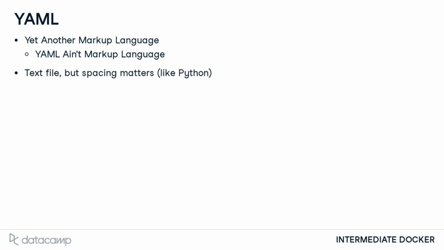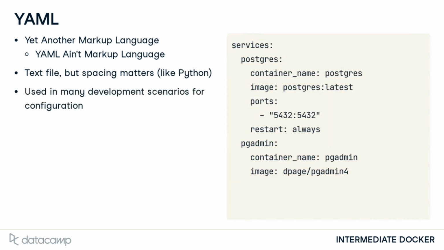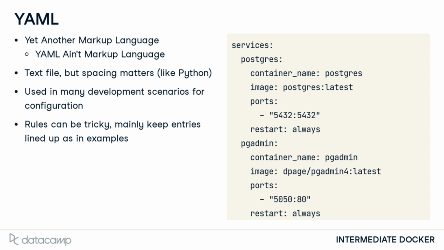It is a text-based file format, but whitespace indentation matters, much like Python. YAML is used in many development scenarios, often for configuration, due to its relatively human-readable format. The rules for writing or modifying YAML can be tricky, but maintain indentation as illustrated in examples. You can see this in the compose.yaml example, where Postgres: and pgadmin: are at the same level of indentation. A YAML skeleton will be provided when needed, but be aware of the formatting requirements if you need to create one from scratch.